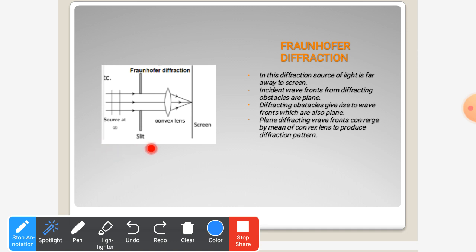Incident wave fronts from diffracting obstacles are plane. You can see incident wave fronts before diffracting obstacles are plane. And after the diffracting obstacle, these are also plane. It means diffracting obstacles give rise to wave fronts which are plane.